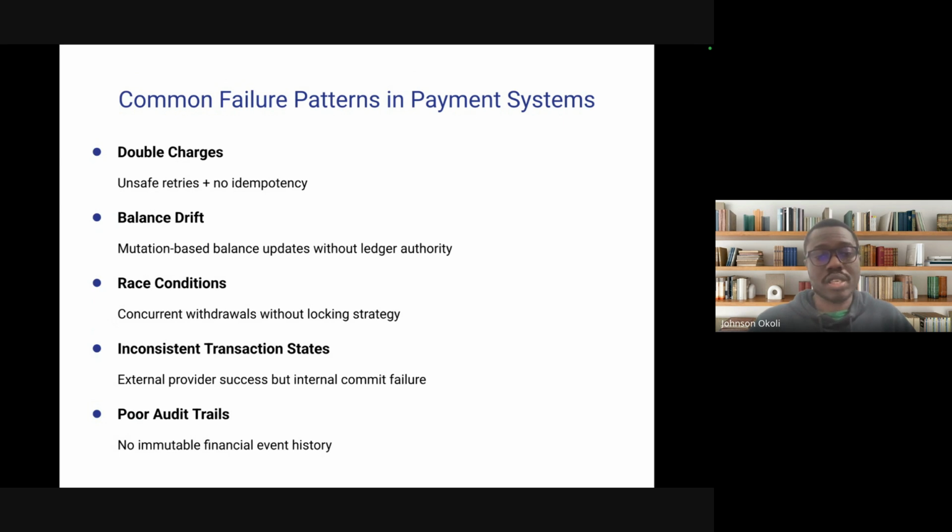Where it needs to sync with an external provider, you should only commit after you've gotten a valid response from that external provider. Then when you have a poor audit system or poor audit trails, it makes your history not dependable, messy and mutable.